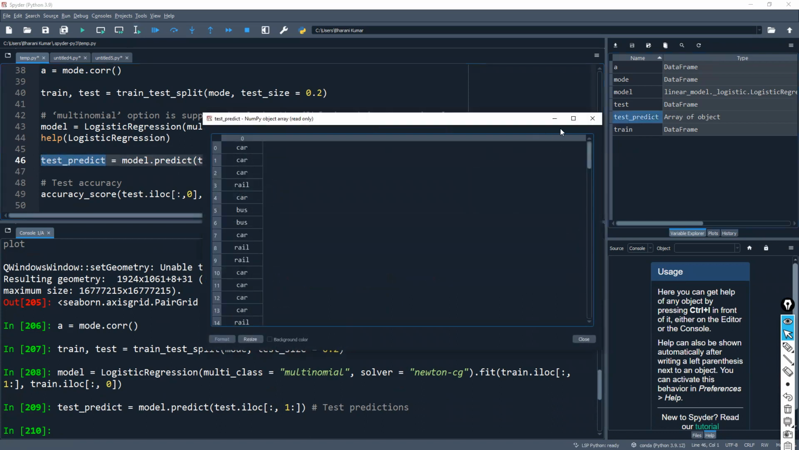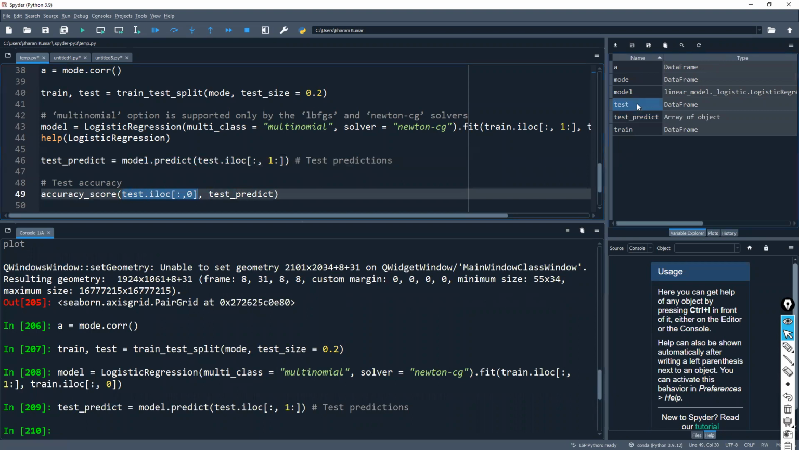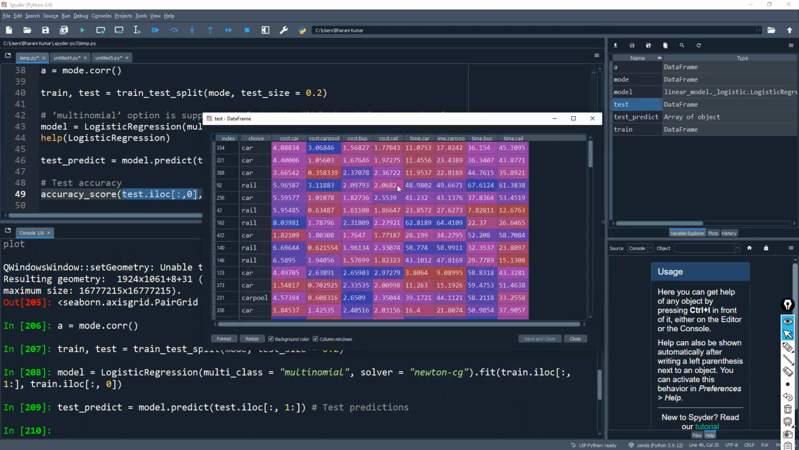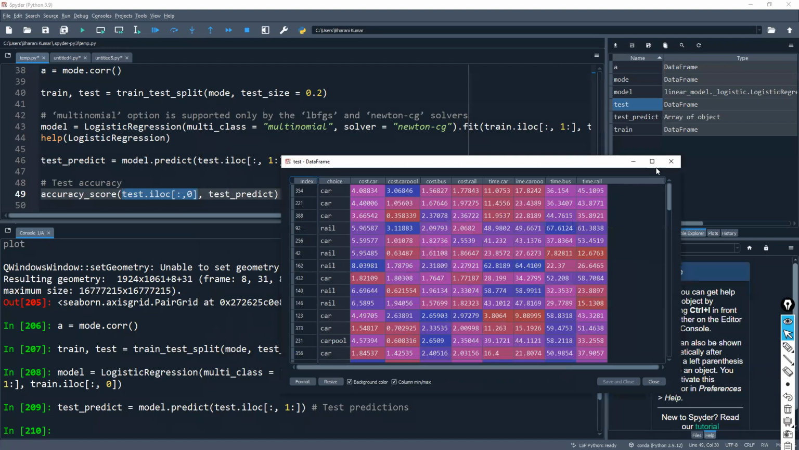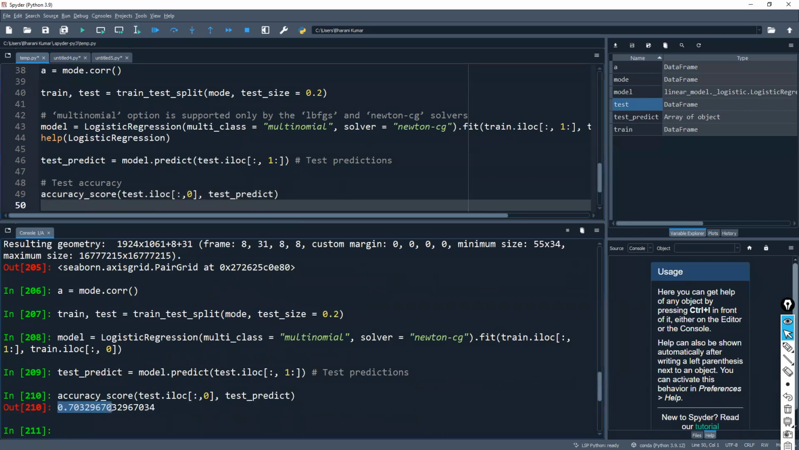You have all the predicted values, whether someone will prefer carpool, etc. Okay, so what are we doing here? We are trying to compare the test predicted values with the test actual values. If I were to go to test data, column number 0 has the actual value. So when you try to compare it, you get the accuracy. Accuracy is 0.703.